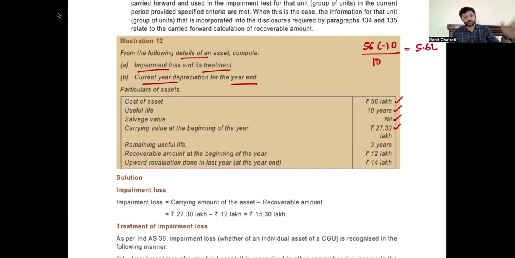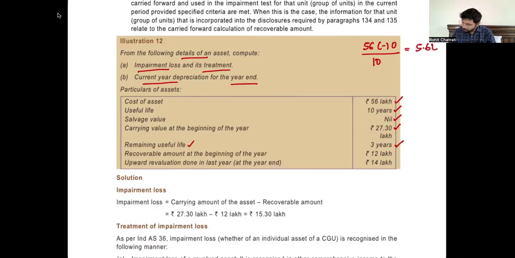So we purchased the asset a few years ago. We do not know when we actually purchased the asset. We used the asset for a number of years, and after using the asset, the carrying amount is equal to 27.3 lakh rupees. We have depreciated it at 5.6 lakhs per annum. The remaining useful life, the Institute has given, is 3 years. So the asset was purchased 7 years ago. Remaining useful life is 3 years. 10 years was the total life. We purchased it 7 years ago, and the remaining life is 3 years.